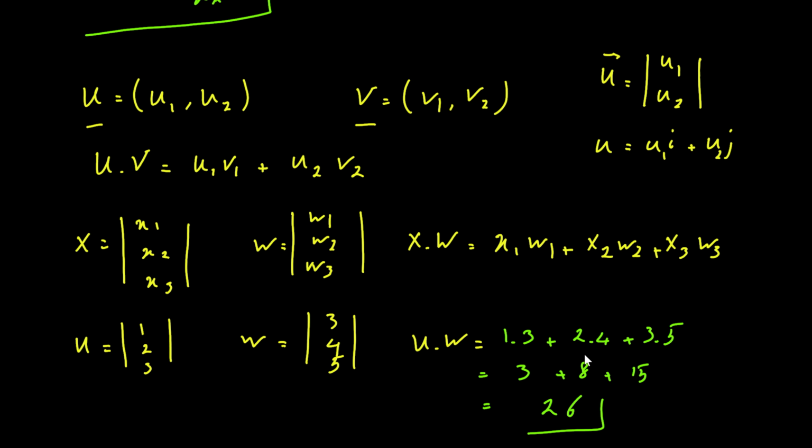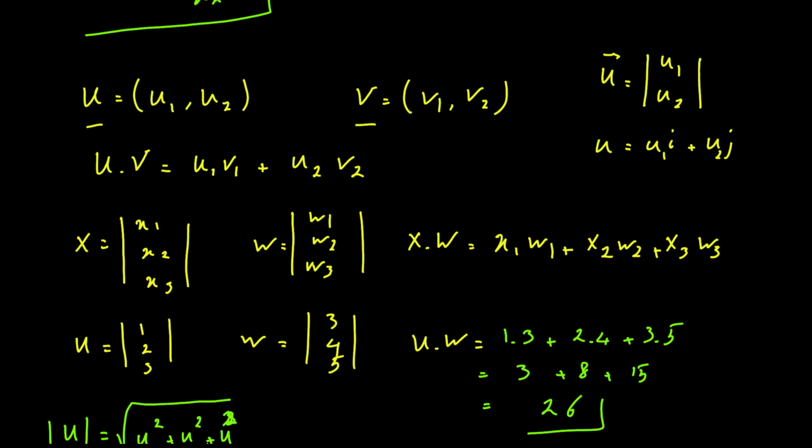Now, as we said before, in order to get the length of the vector, if we have two dimensions, the length of vector u is going to be the square root of the first component squared plus the second component squared. And if there are three components in three dimensions, the same applies with the third component squared.